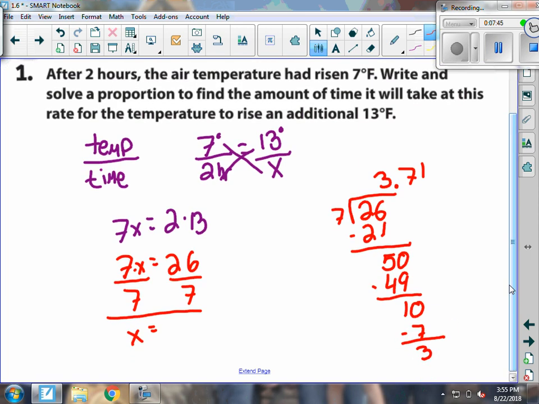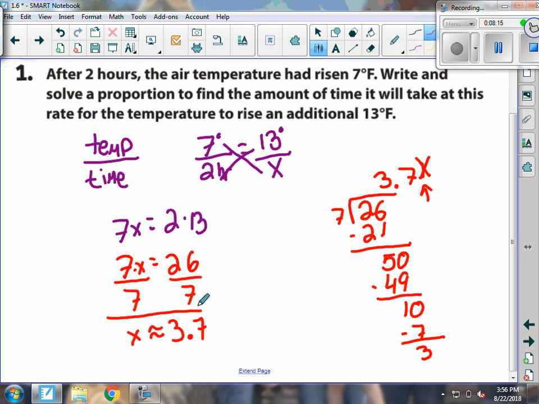And I'm going to stop here and I'm going to round to the nearest tenth. So when you're looking to round, if your number is 5 or larger, it'll make the previous number go up. If it's 4 or smaller, it just disappears. So let's look at our hundredths spot. This is a 1, so that means it's just going to drop off, and when I round, I'm going to end up with 3.7.